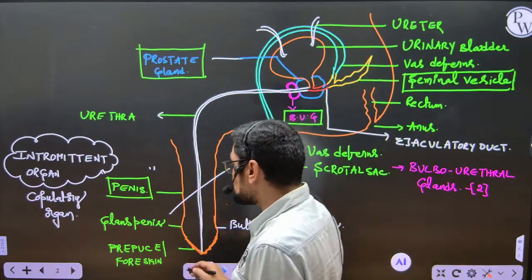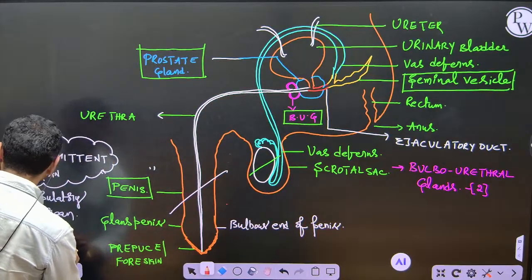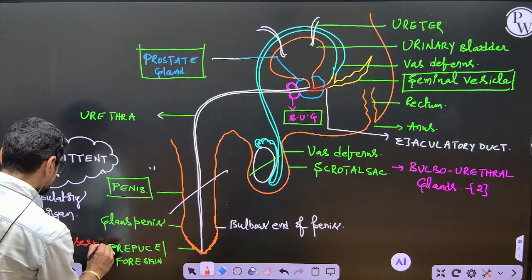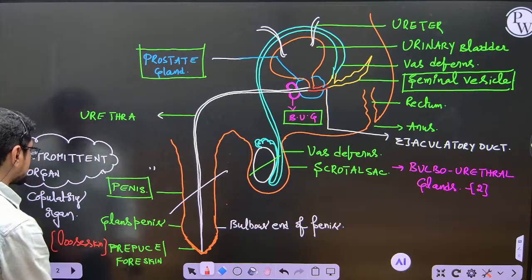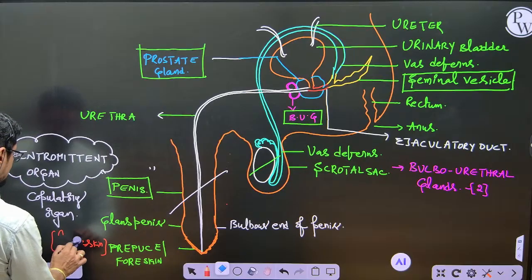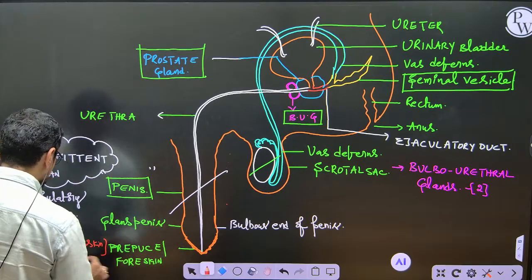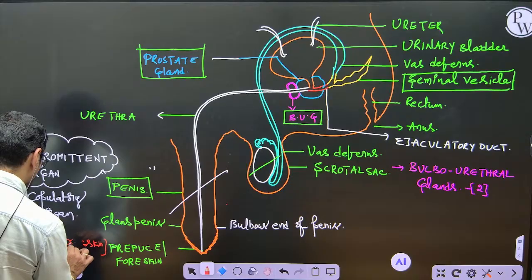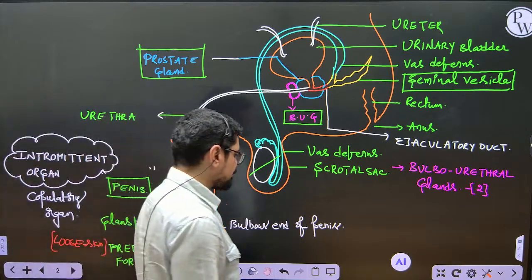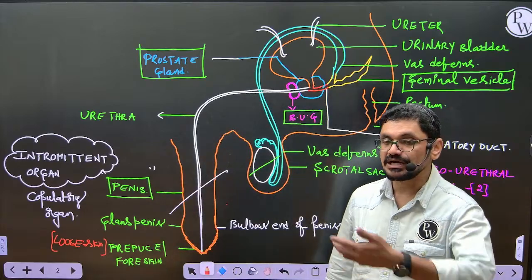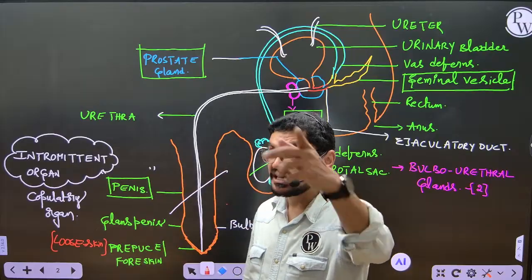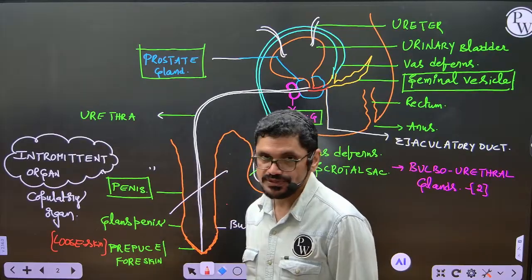That loose skin which is present here is called prepuce. Let me write here: the loose skin which is normally present in the penis is called prepuce. When the penis increases in length, to cover that extra length, this loose skin is really helpful. So prepuce or foreskin. Okay.